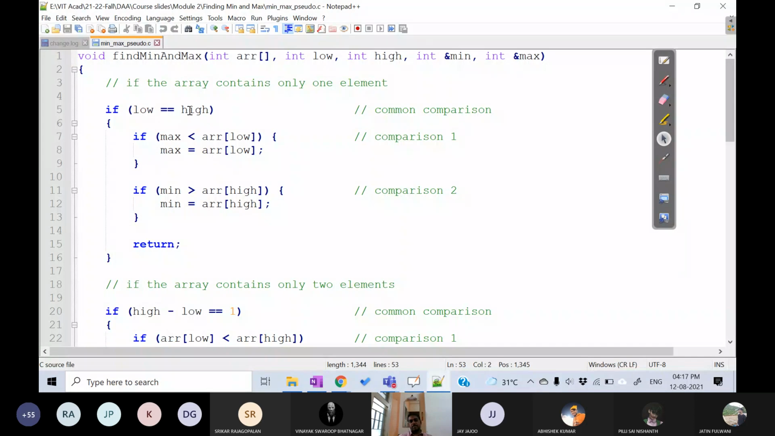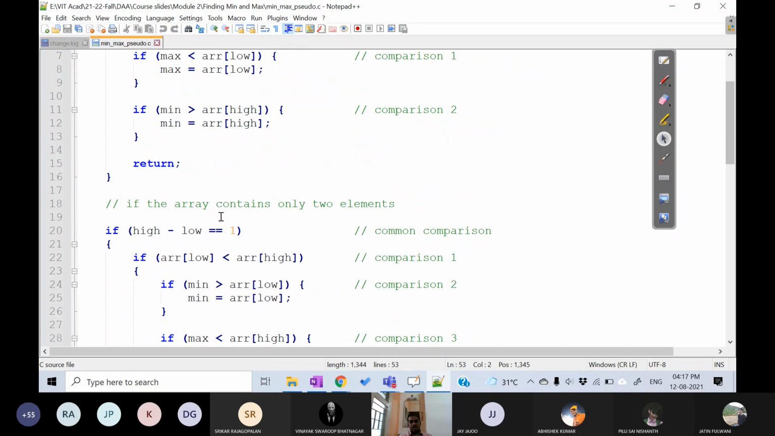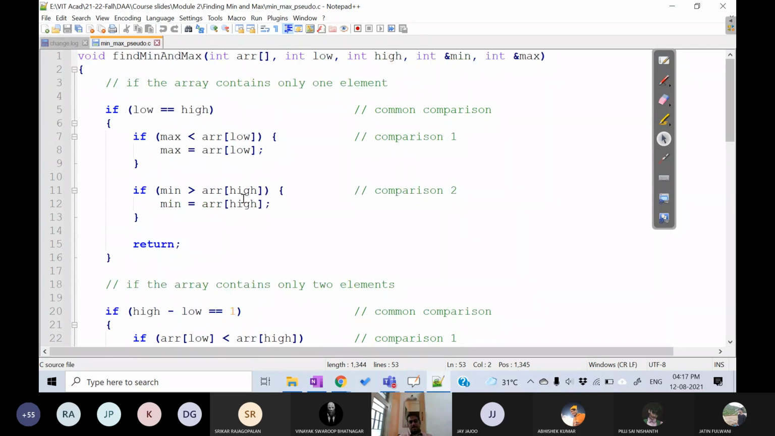Array sub low and array sub high are equal, so you can write either here in this case. Similarly, if minimum is greater than the array element, that means the minimum value is to be updated. Array sub high index and low index are the same, but in order to have consistency in the code, it is written like this. So if minimum is greater than array of high index, then you can make the minimum the array of high index. So this is how you can handle the case where we have only one element in the array.